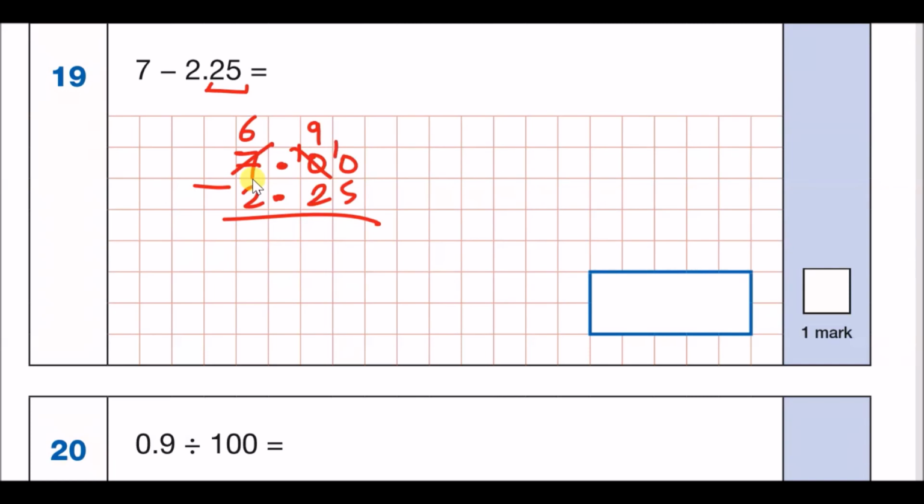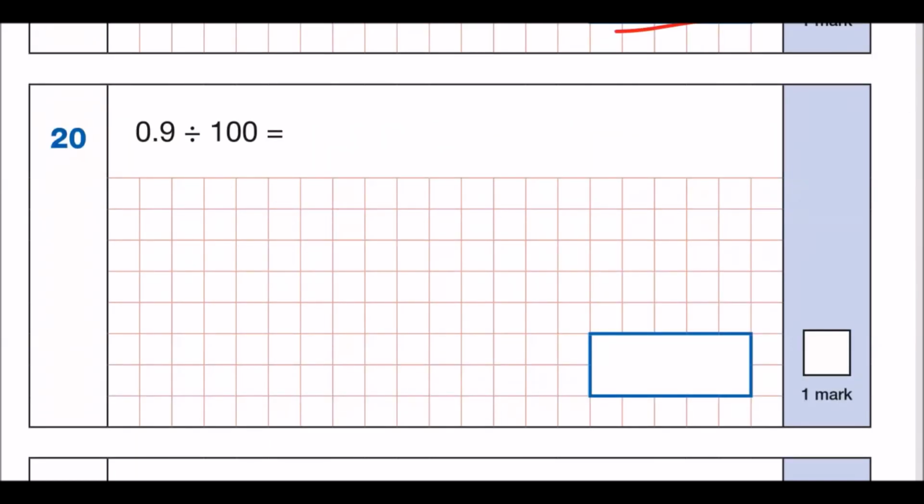So now we're going to basically do 10 take away 5, which is 5. 9 take away 2 is 7. And 6 take away 2 is 4. So we've got 4.75.